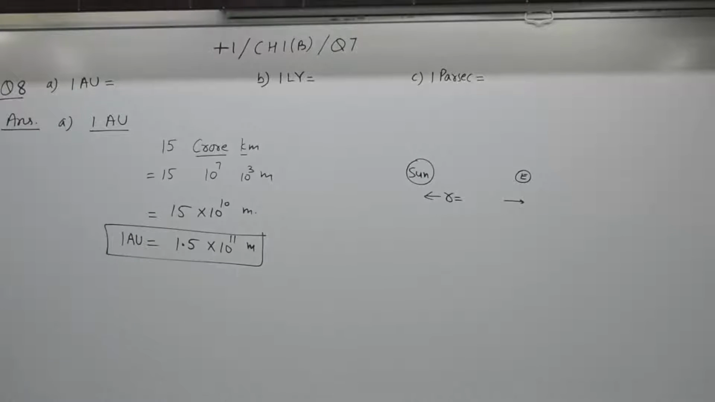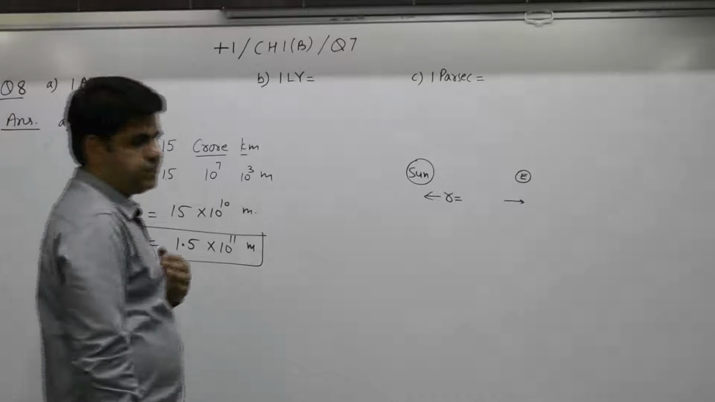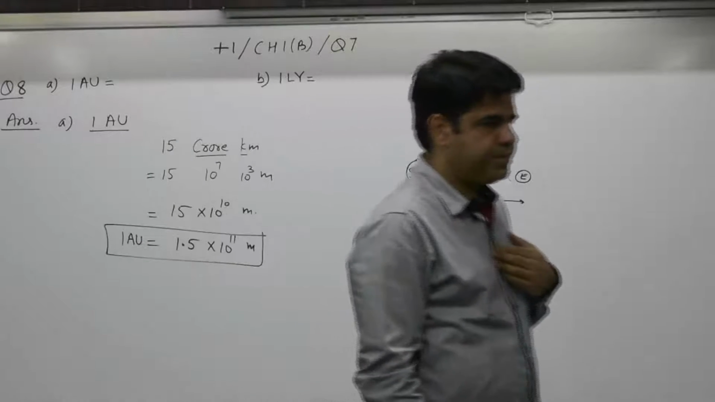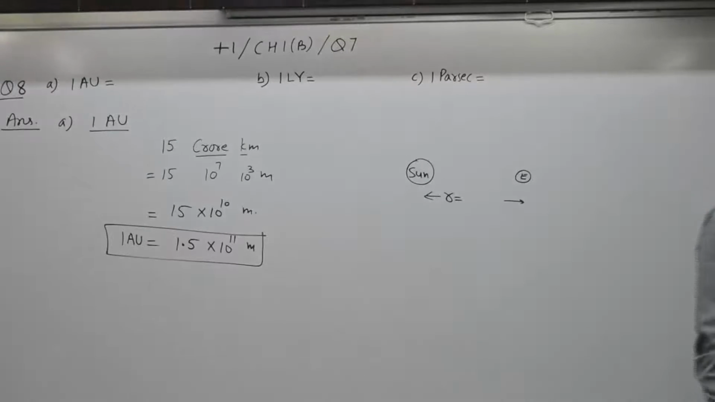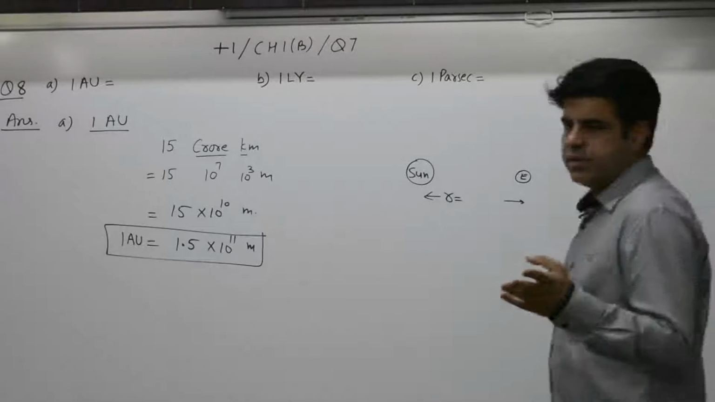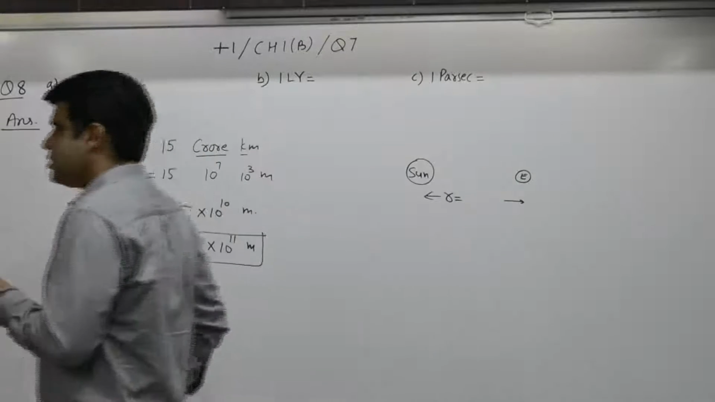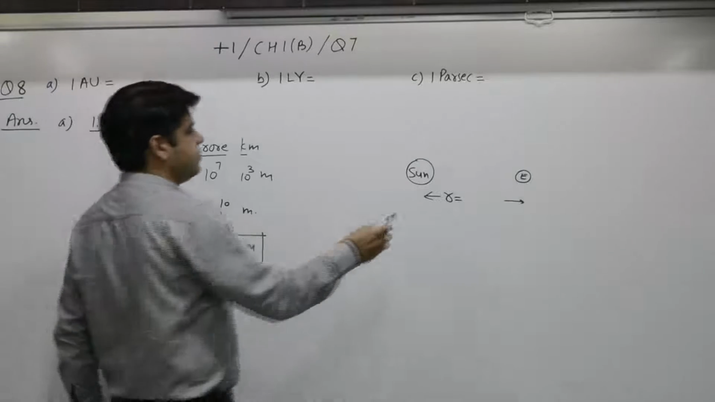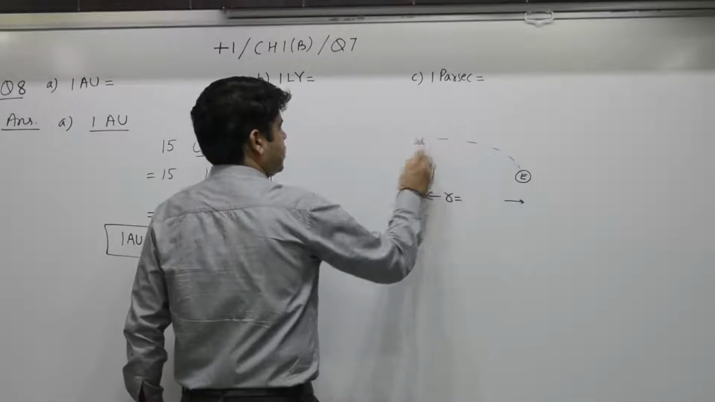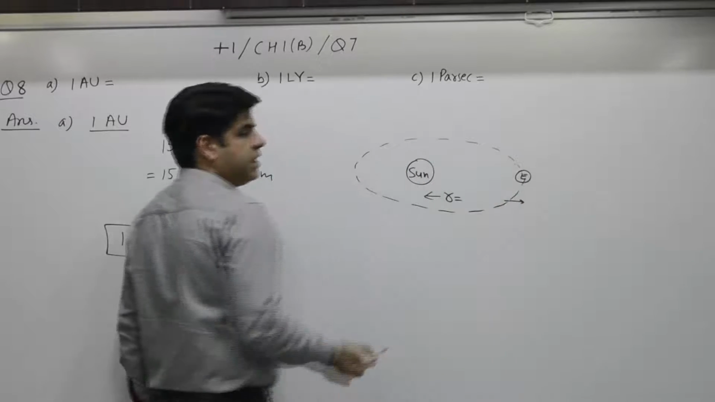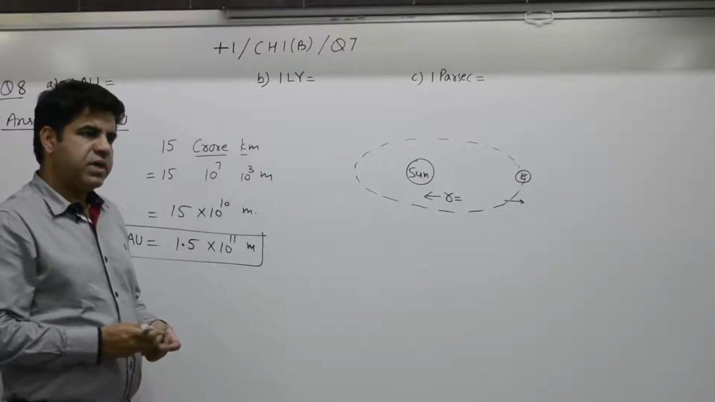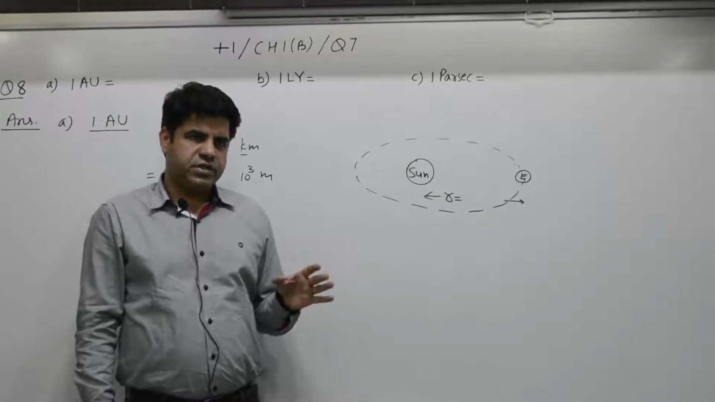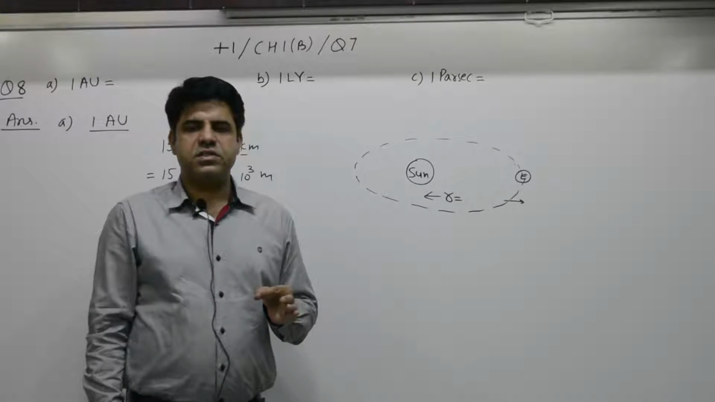Question. It is the average distance. Why do you write average distance between Sun and Earth? Why not simply distance between Sun and Earth? It changes because Earth moves around the Sun in an elliptical orbit. It is not circular. It is elliptical. To be covered in chapter number 6, gravitation. That is why we use average distance between the two.